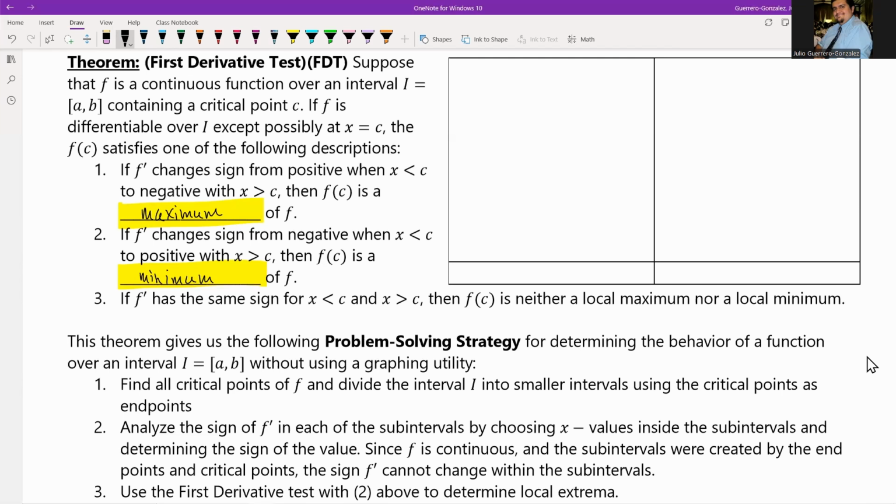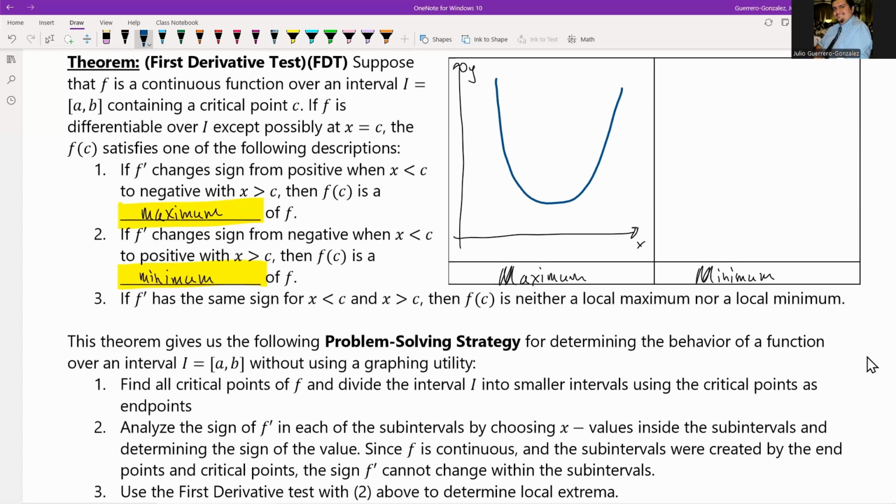I'm going to do it using the pictures. This one's going to be the maximum, and this one's going to be the minimum. Again, I'm going to go ahead and do an x and a y. These are your x's and these are your y's. I'm going to throw in a graph. Whoops, wrong graph. This one's the maximum. So, bam.